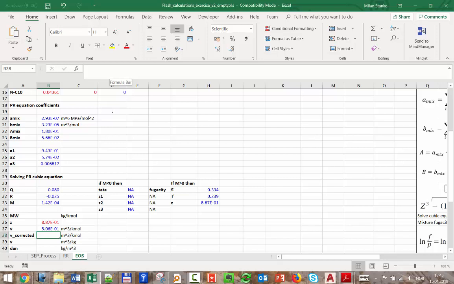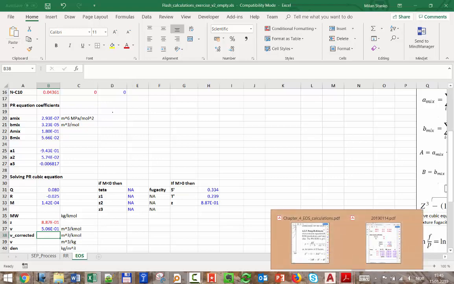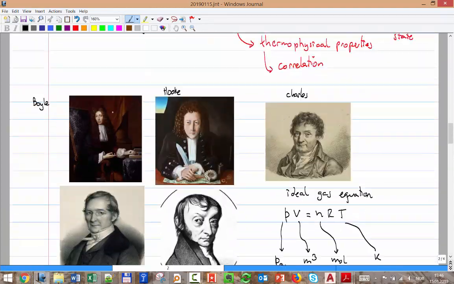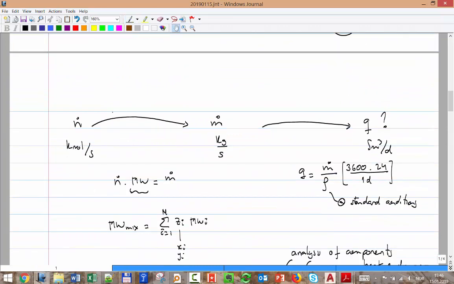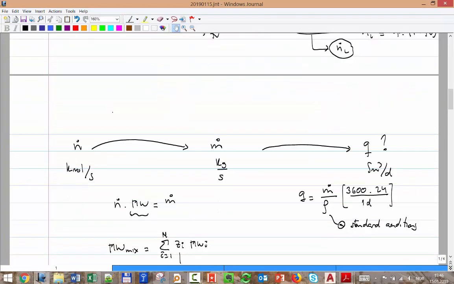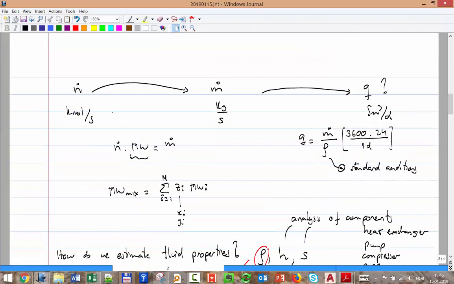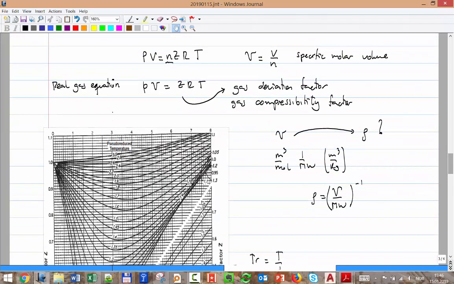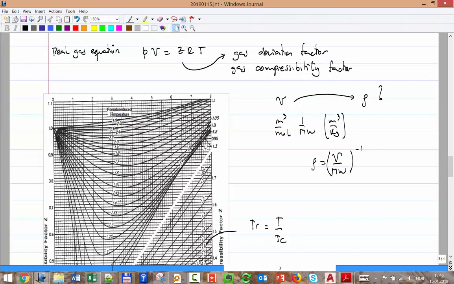The next step, I have V to calculate density. Remember what the whole procedure was? We outlined it at the beginning of the class. It was a long time back. We have this, we multiply by molecular weight, and then the density. The density is here, I think. Yes, this expression. Density is the volume divided by molecular weight, the inverse of that.